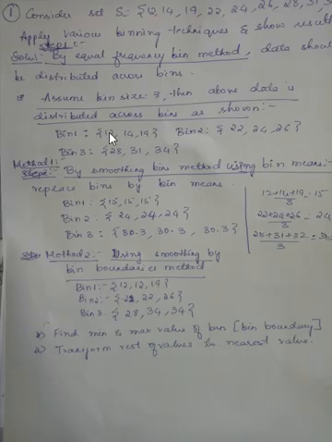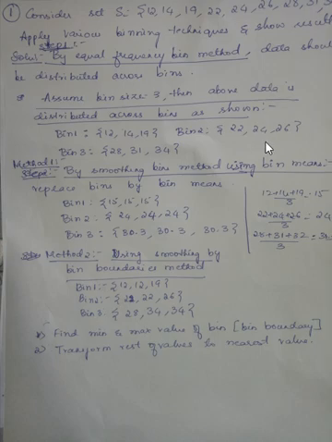So for bin 1, 12 is the minimum value, so it stays 12. The second value is 14. 14 is nearer to 12 as compared to 19, and therefore replace 14 by 12. And 19 is the maximum value, so write 19 there. In bin 2 the minimum value is 22, so the first value is 22. The second value is 24.